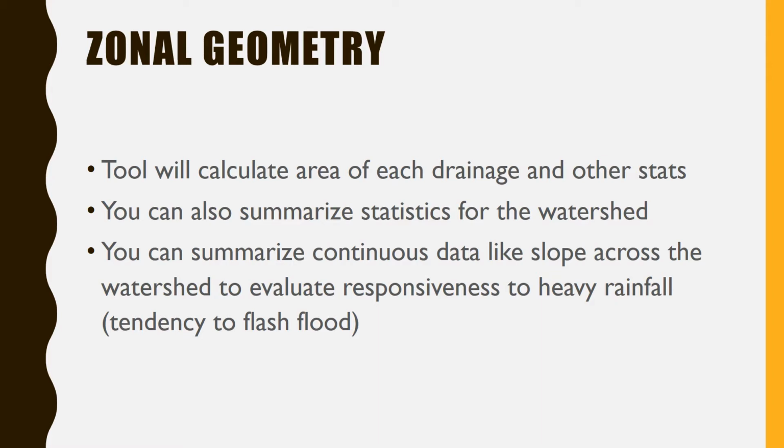Zonal geometry is another tool we use a lot. This allows you to calculate areas for each drainage or for other stats, and so basically you have one data set that has information you're interested in and another data set that defines the zones, and then you calculate or summarize or statistically analyze data in the first data set relative to the delineating factors in the second.